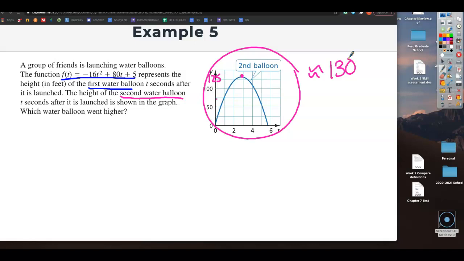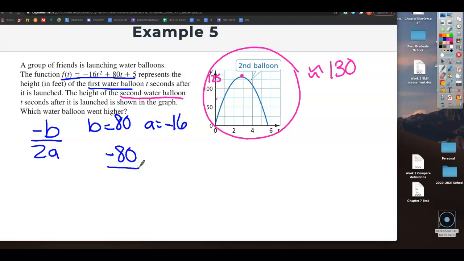How are we going to figure out how high the first water balloon went? What else do we have to find? So we found the vertex in this one. So what do we have to figure out in that one? The vertex. So we're going to use the negative b over 2a. What is my b in the function? 80. This is the vertex. And the line of symmetry, yes. What is my a? Negative 16. So what's negative b? Negative 80 over 2 times negative 16.